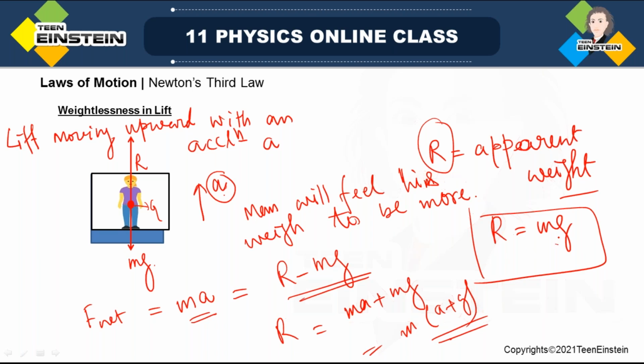Because of this A plus G, at resting condition, the apparent weight R is equal to mg. But in this case, it is ma plus mg, so it is greater. That's why the man will feel himself heavier than earlier.